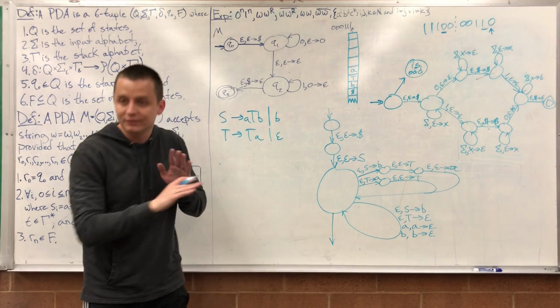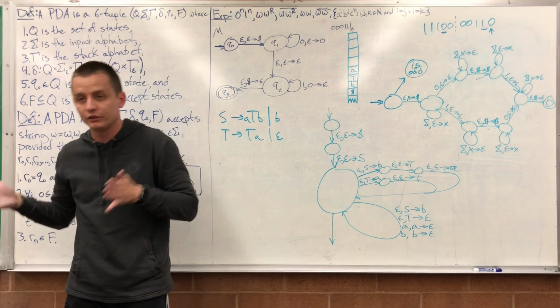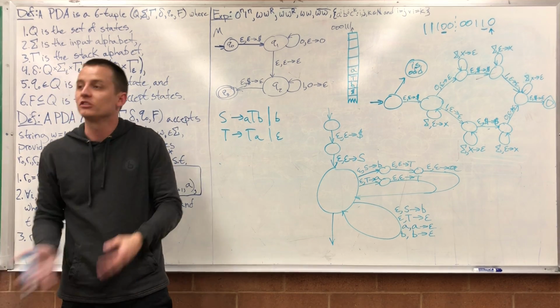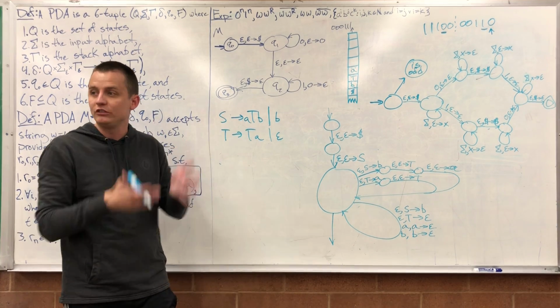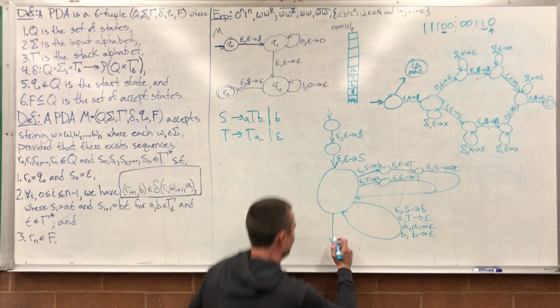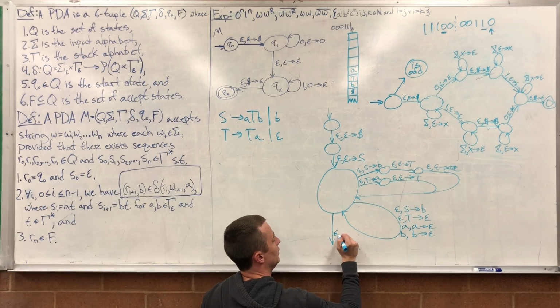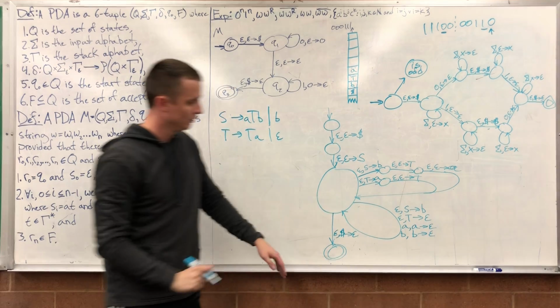So the only way that the stack can get completely empty is if all our variables were ultimately converted to terminals, which is the same thing as a grammar generating a string. A grammar only generates a string when all the variables are turned into terminals. So when the stack is empty, pop the $, push nothing, then we can accept.